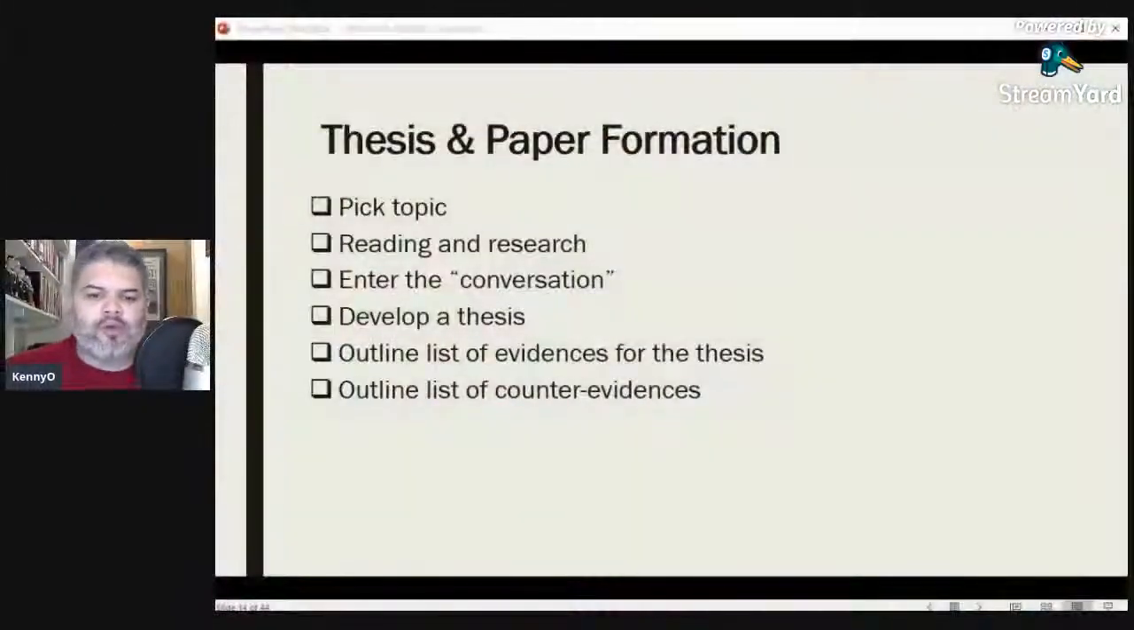So it's really important that you outline your counter evidences. And then you want to interact with those, right? So in your paper, it's not just enough to outline where people disagree with you or how they disagree with you. Then you want to clearly explain why you disagree with those. And you want to make sure you do that in a logical and coherent manner.